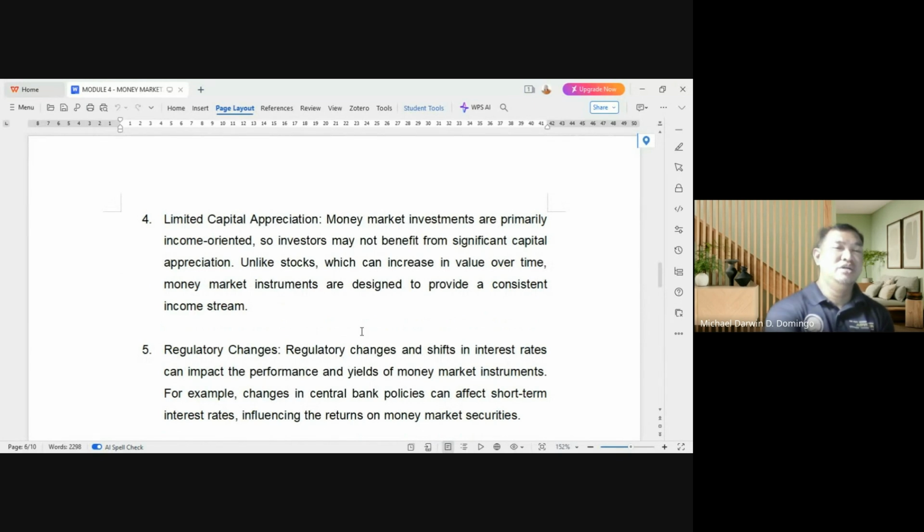Number 4, limited capital appreciation. So money market instruments are primarily income oriented. So investors may not benefit from significant capital appreciation. Unlike stocks, which can be increasing in value over time. So money market instruments are designed to provide consistent income. But not to mention na ito ay pwede din ipasa sa iba. Okay.